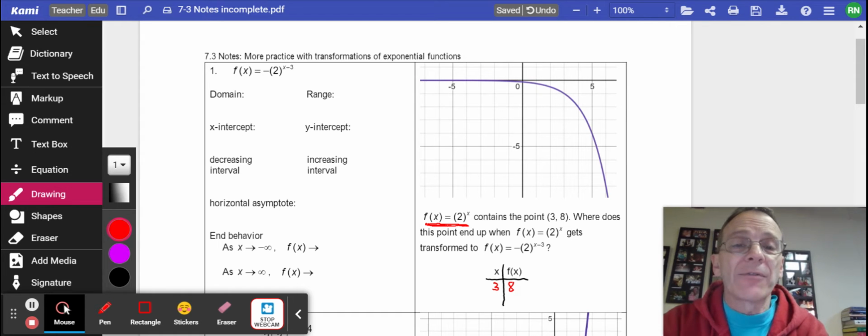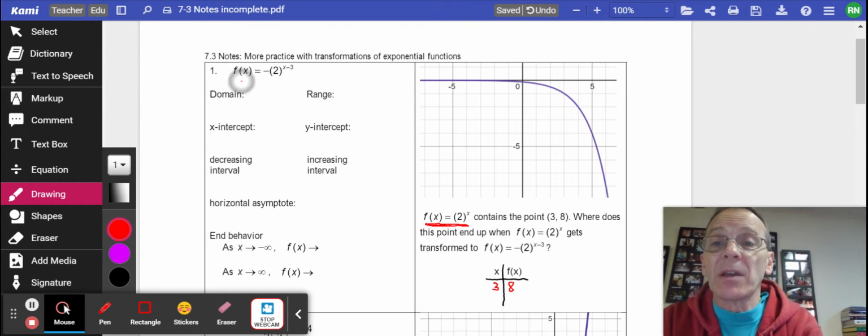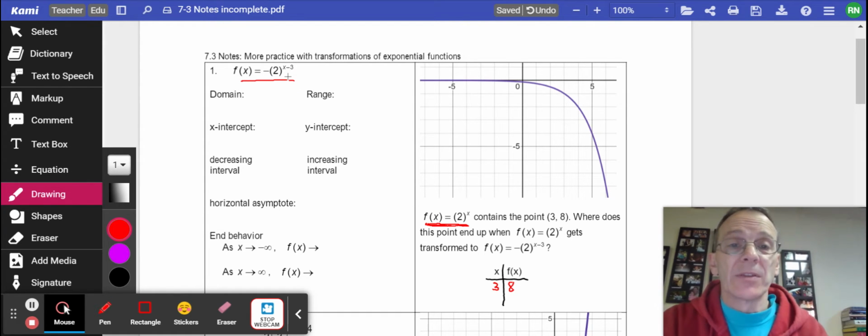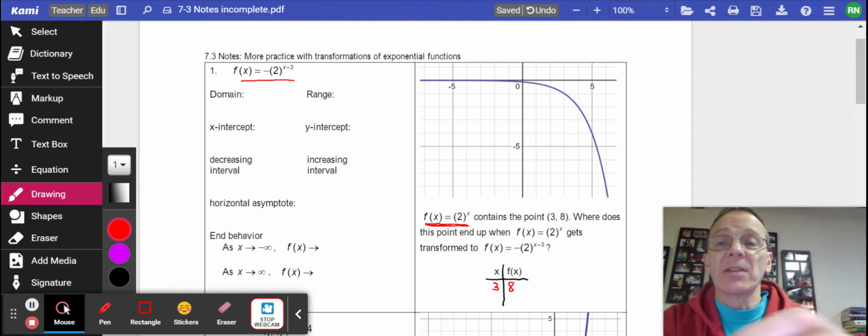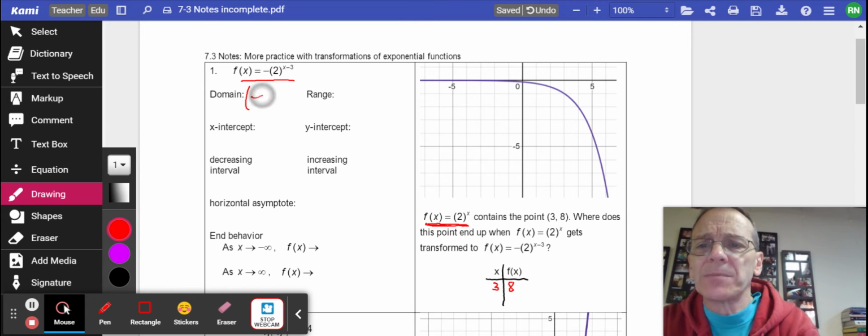But here's a graph of this function. Just put this in as a graphing calculator tool. This is what will come out. Let's answer these familiar questions. We'll get familiar answers. What is the domain? It's always all real numbers for exponential functions, no matter how they've been transformed. From negative infinity to positive infinity is the domain.